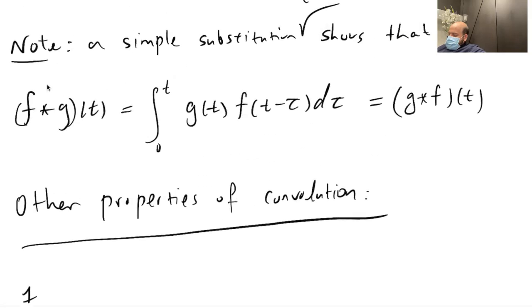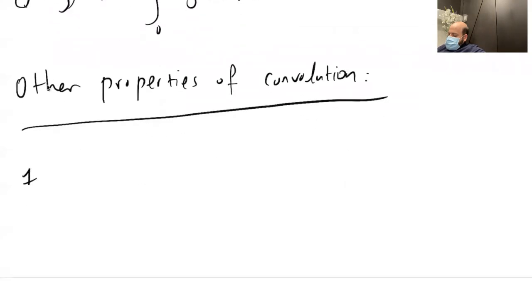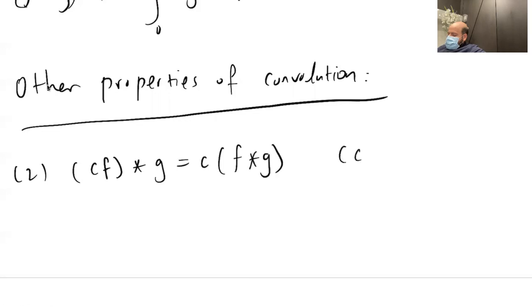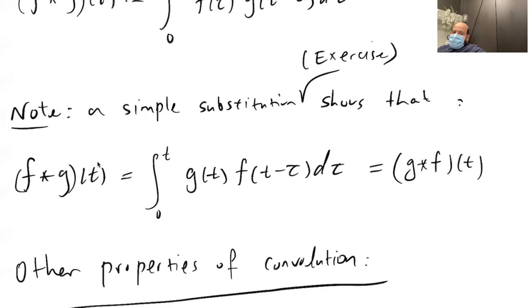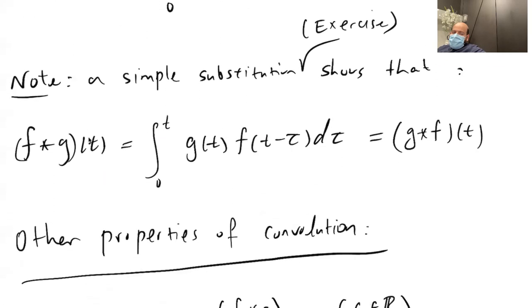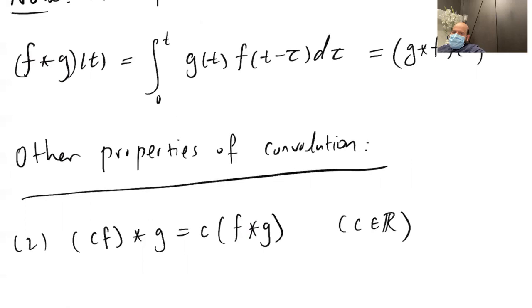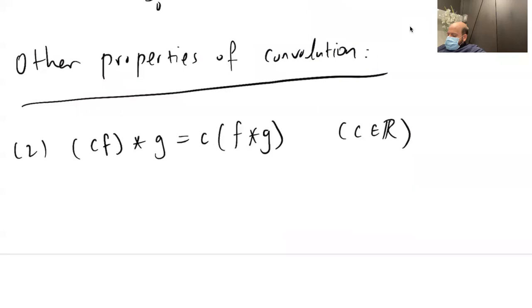So this one I can call property 1. And the second property, let's say, is that (cF) convolution G is the same as c times (F convolution G), where c in R is a constant. So this one also we can easily use the definition of convolution to prove this property.